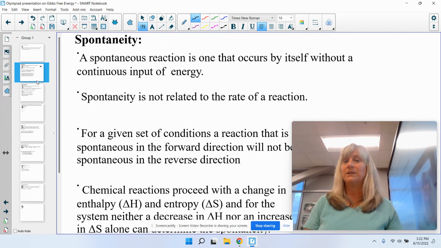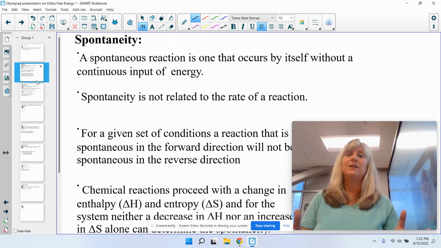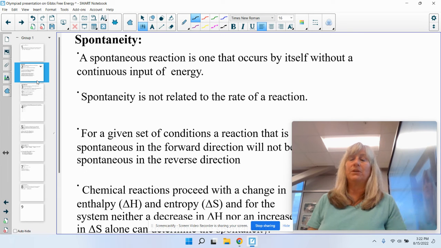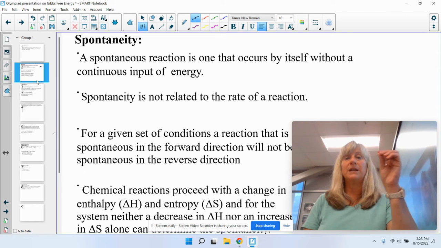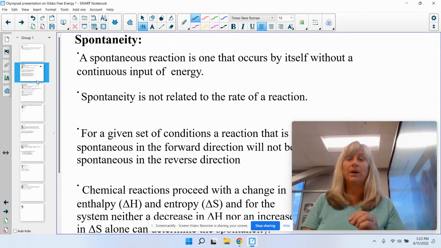So other reactions, if you mix together, very common baking soda and vinegar, whatever. Now that one, instantaneously, you'll see a reaction. But spontaneity does not say anything about the rate. It's not necessarily an instantaneous reaction. It could take days or months or even years to occur, but if it occurs by itself without a continuous input of energy, then it's spontaneous.